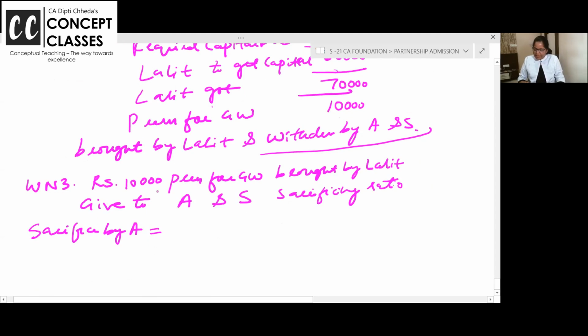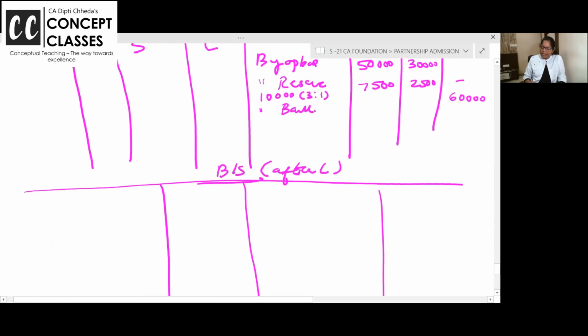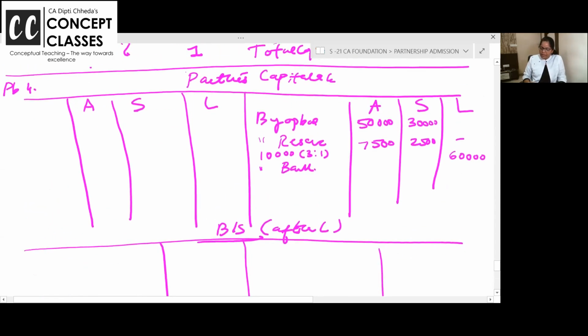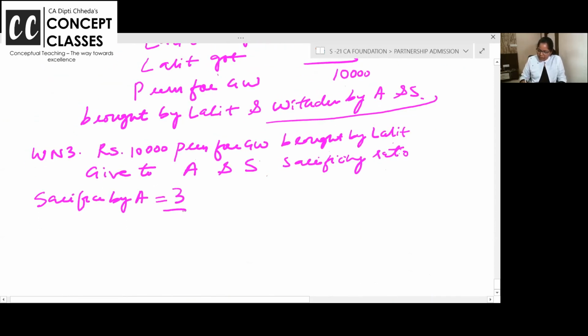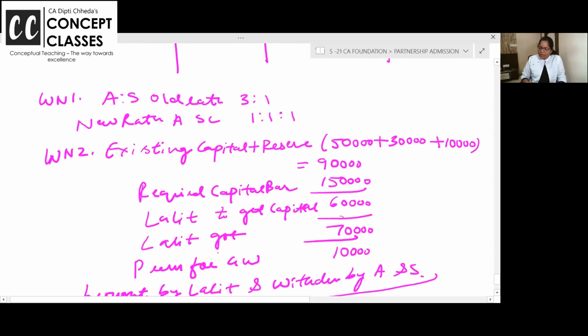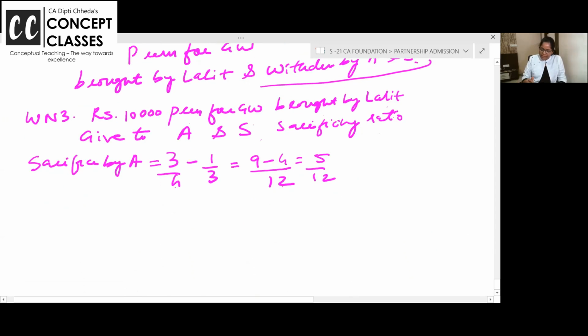I'll dictate this again. 10,000 premium for goodwill brought by Lalit. Give it to Amit and Sumit in sacrificing ratio. So sacrifice by A. What is A's ratio? 3/4 is the old ratio and the new ratio is 1/3. So take the LCM, 12. 4 into 3 is 12, 3 into 3 is 9, 3 into 4 is 4. 5/12 sacrifice.